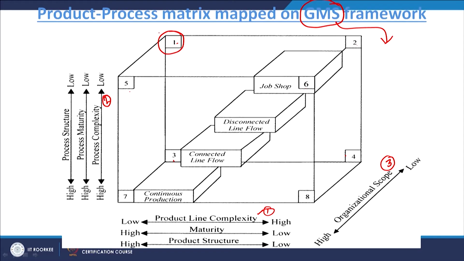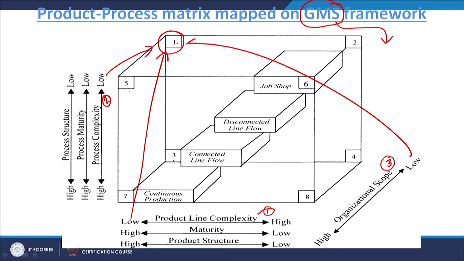So, if I take you to this diagram, we see that this is position number 1, where you have low product line complexity, low process complexity, and low organizational scope. This is point number 1, and as we discussed, since our product line complexity is low, it means we are not offering many products. Our products are limited, we are in a narrow zone of product offering, or the products which we are offering are more or less consistent with each other.